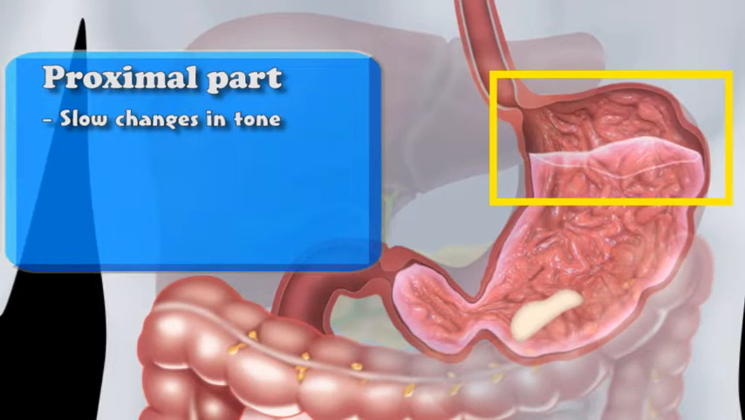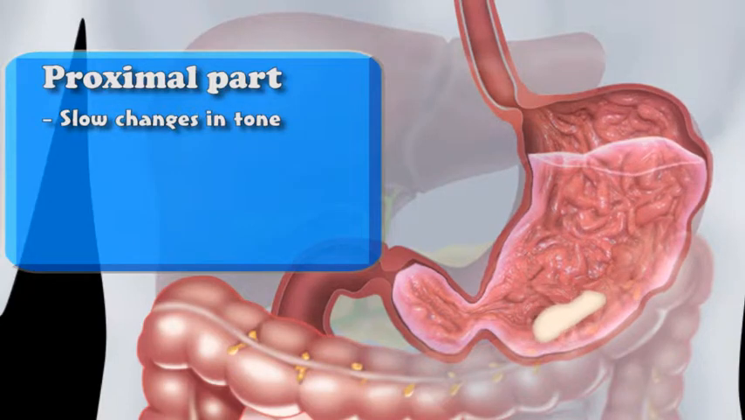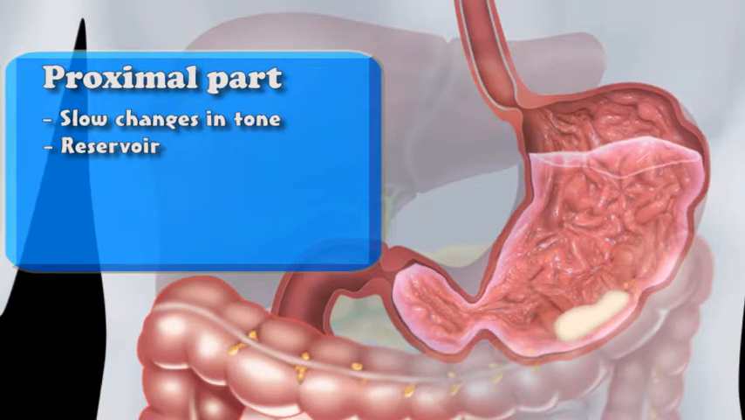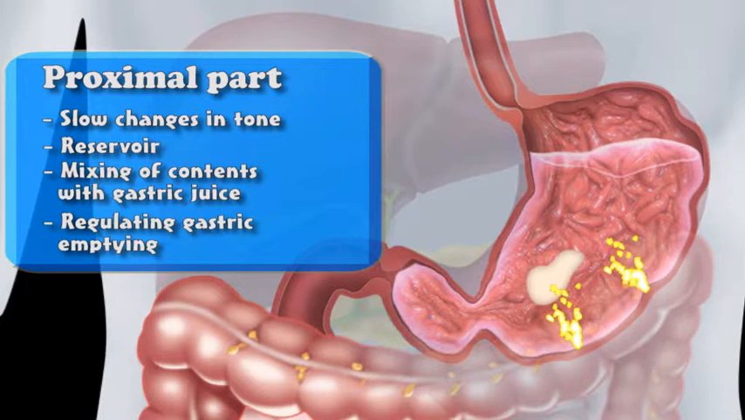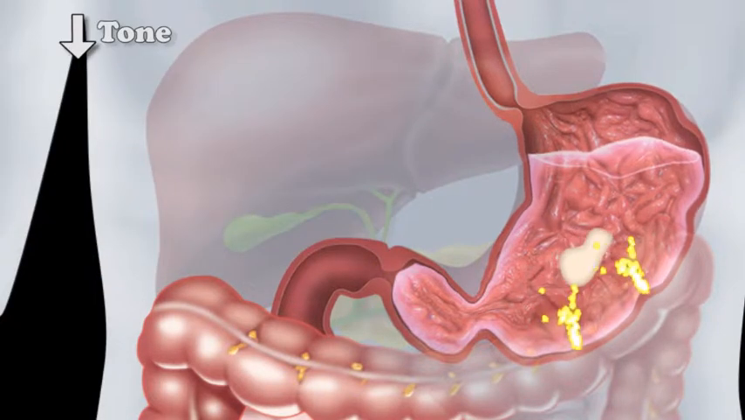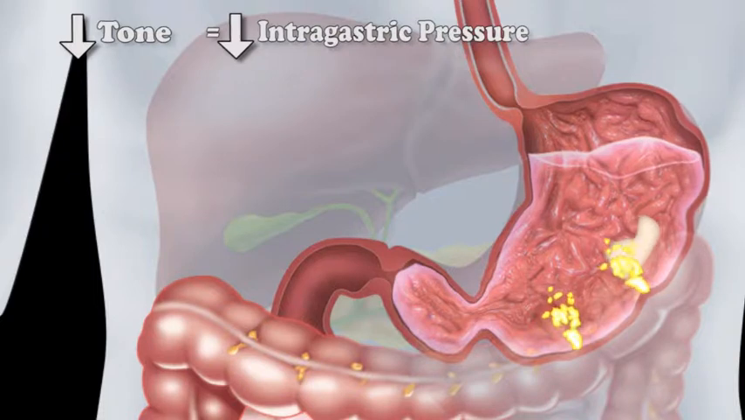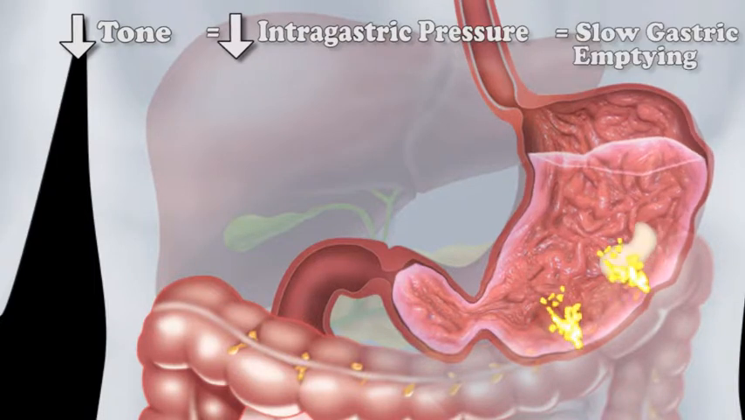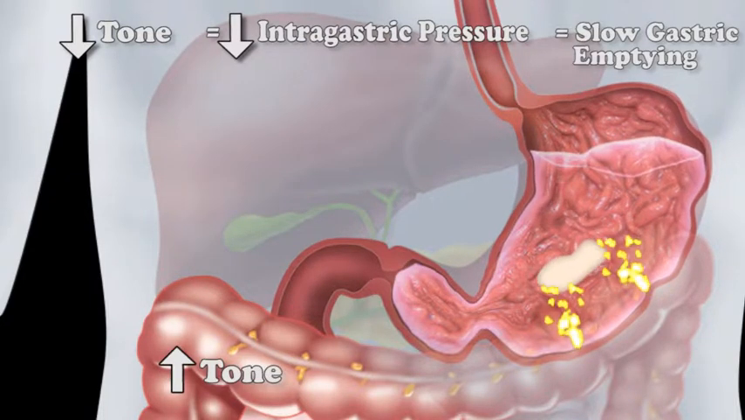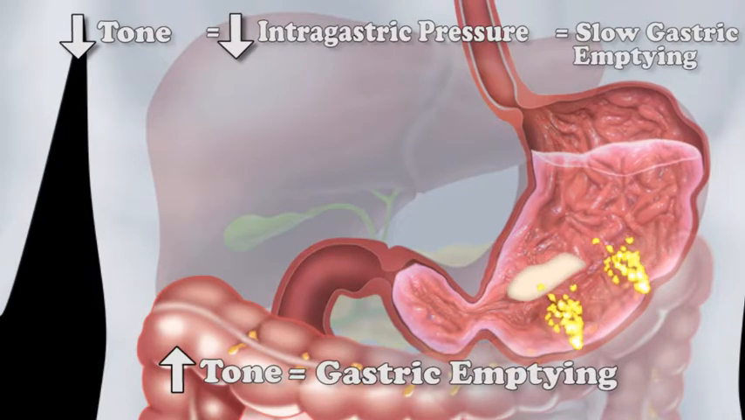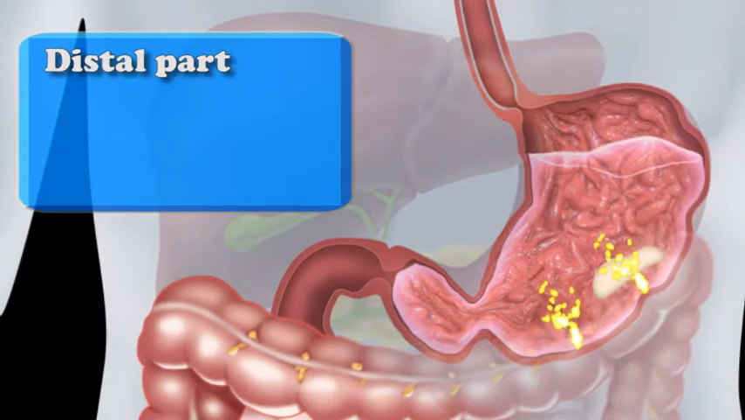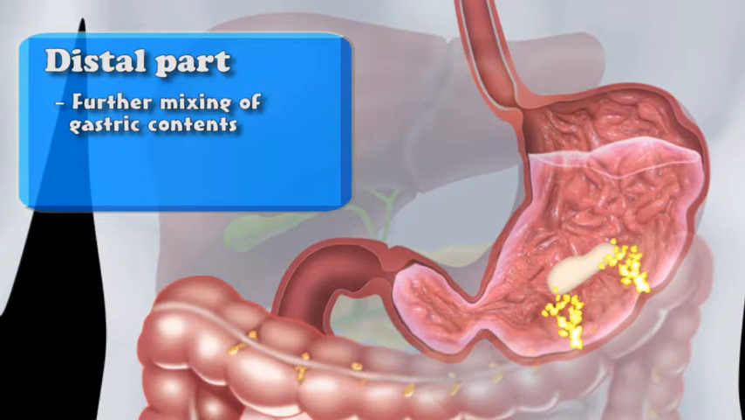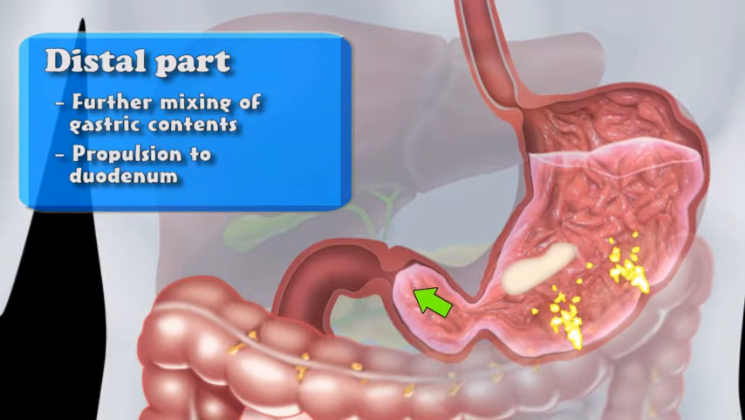The proximal part of the stomach produces slow changes in tone compatible with its reservoir function, for mixing the contents with gastric juice, and for regulating gastric emptying. Low tone and consequently low intragastric pressure are associated with delayed, or slow, gastric emptying, while increase in tone is required for gastric emptying to occur. The distal part of the stomach is important in the mixing of gastric contents and for propulsion into the duodenum.